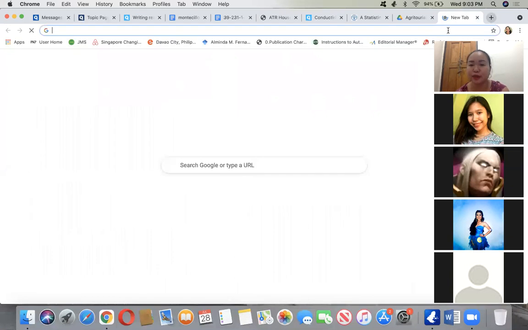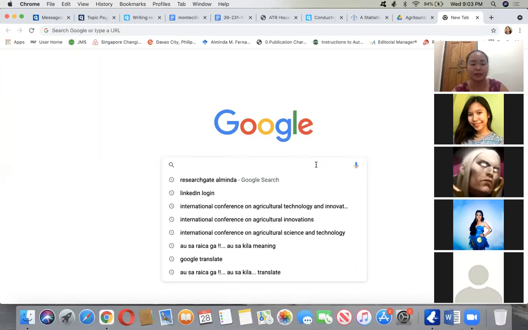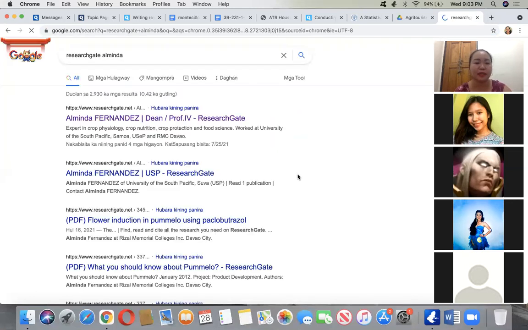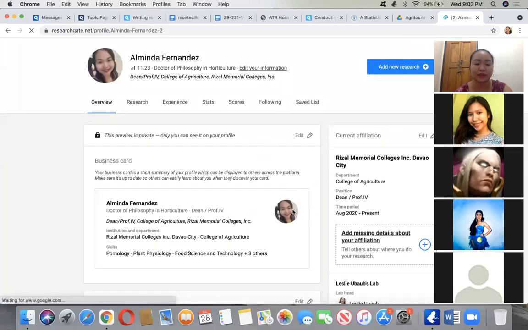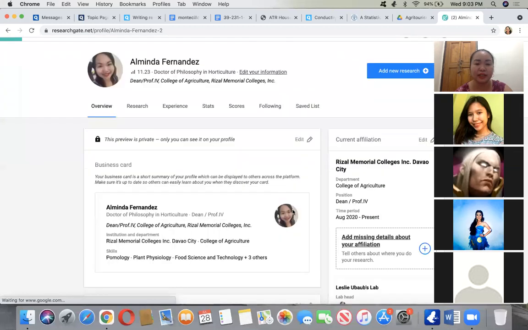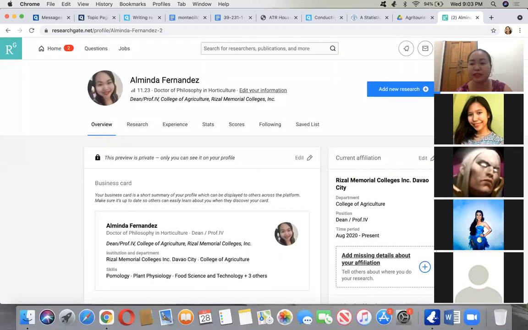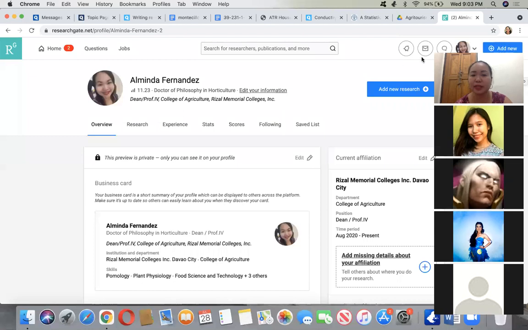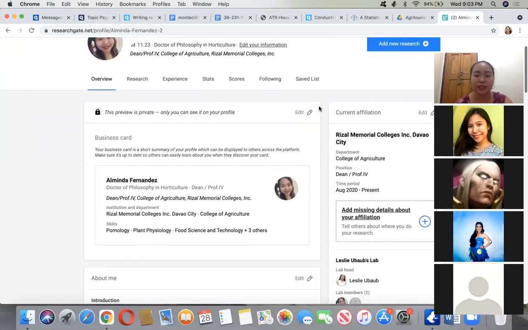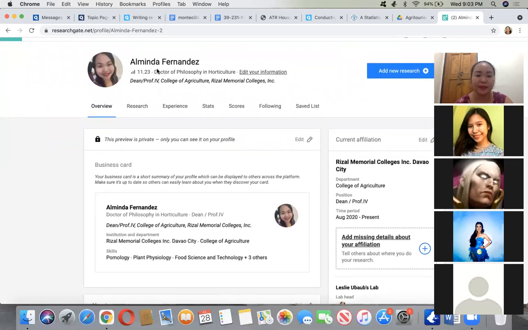So if you're planning to be a writer, it's better to start earlier so you can log in or make an account in ResearchGate. So you can see here, you have to work hard for this.